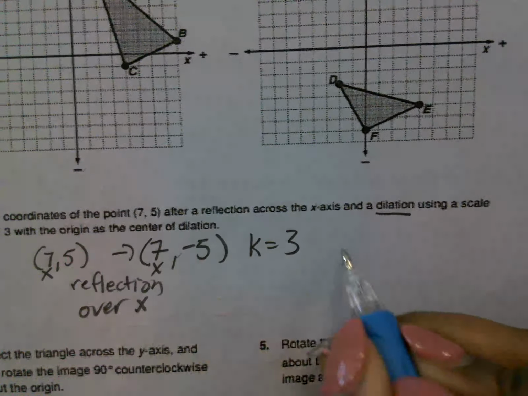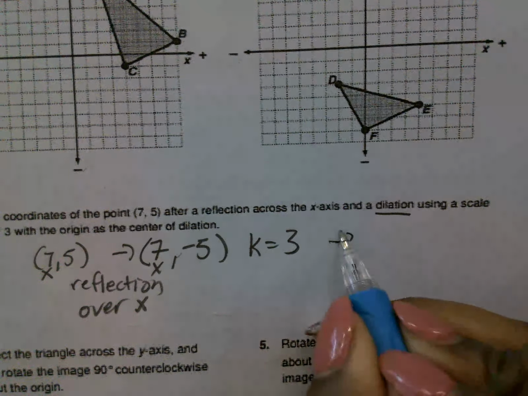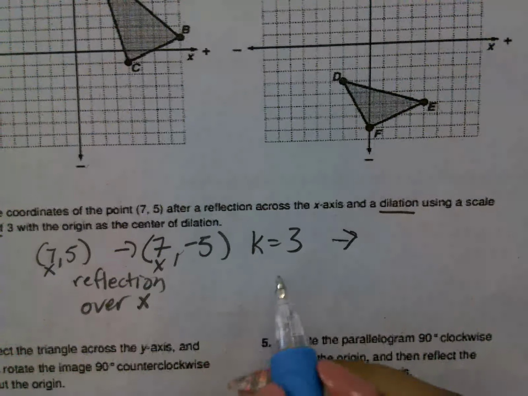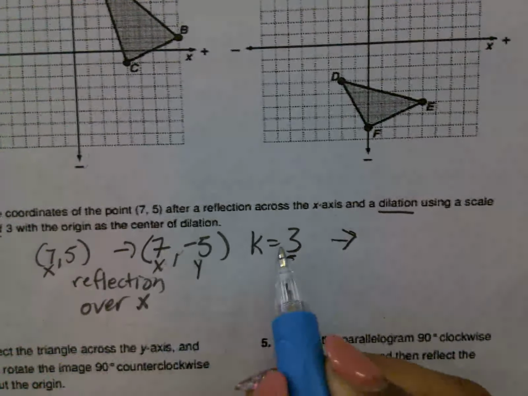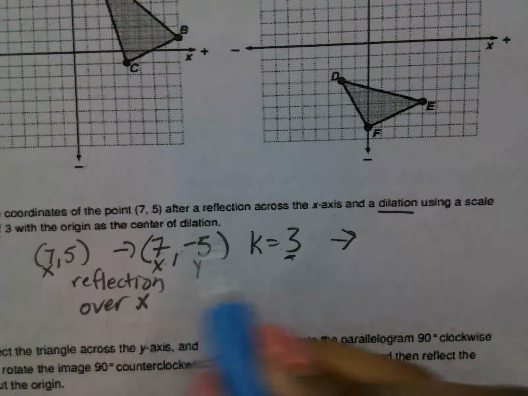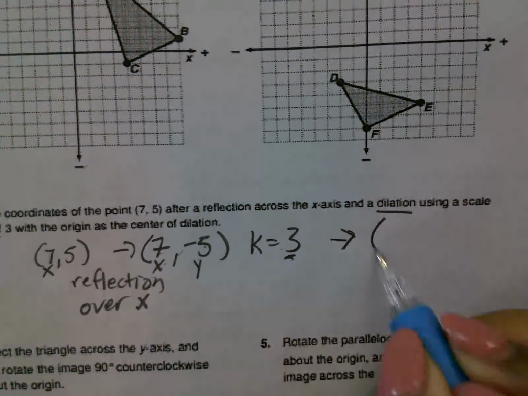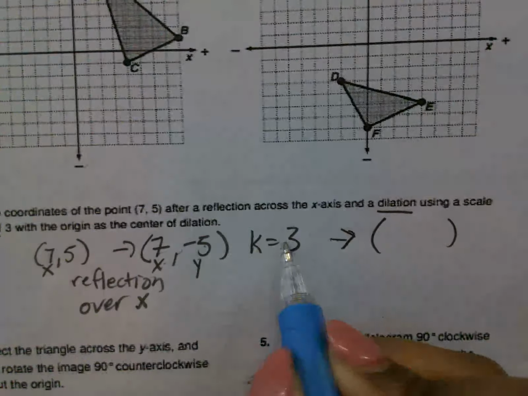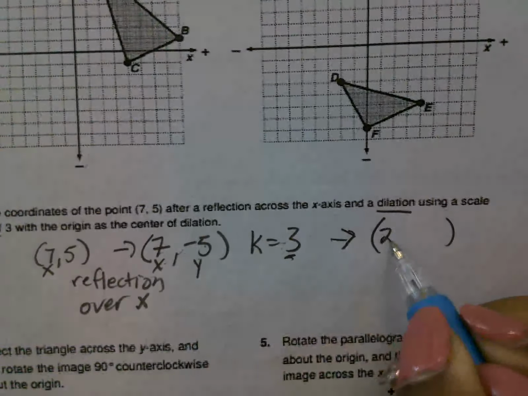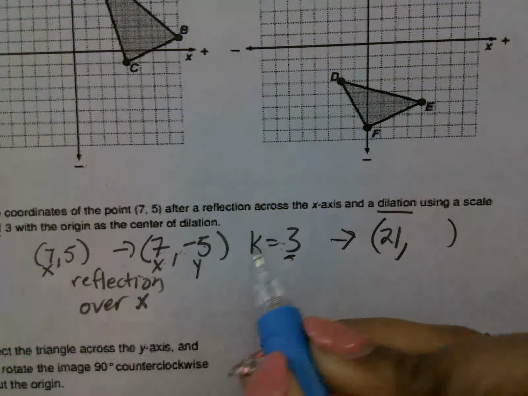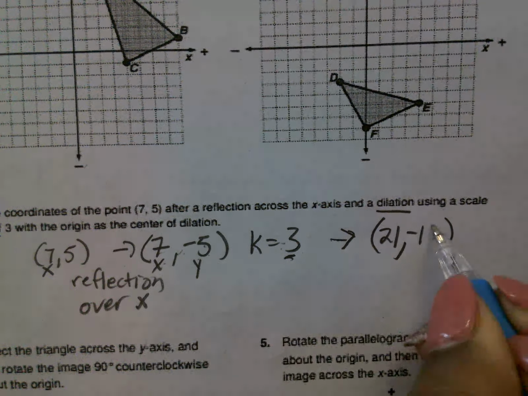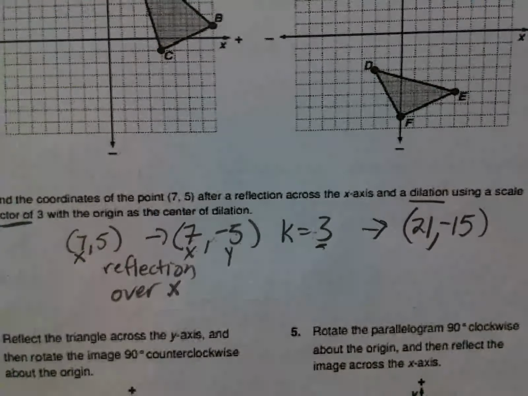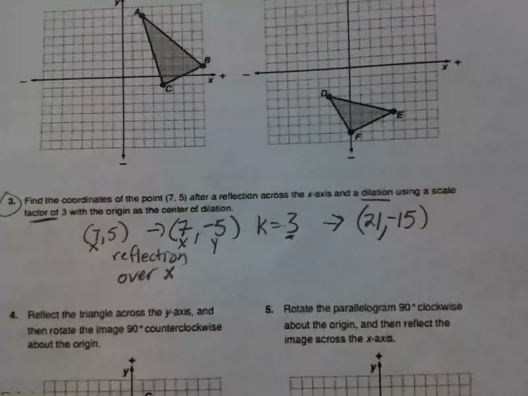When you are dilating, you multiply whatever the scale factor is times both the x and the y. So we're going to multiply 3 times the 7 and 3 times the negative 5. So our new location is going to be what? What's 3 times 7? 21. Then what is 3 times a negative 5? Negative 15. Okay, I'm going to pause to give us a chance to write that down. All right, here we go.